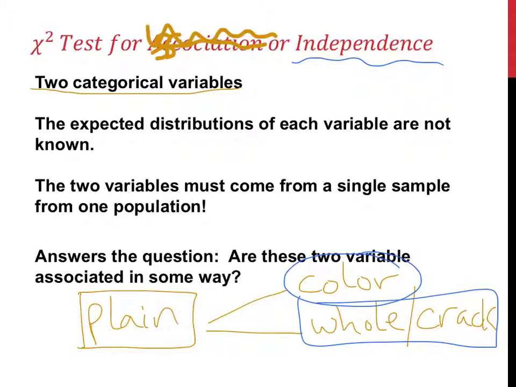Because we're asking ourselves whether they're independent or not, we have to be sure, and I keep stressing this because it's the most important part in keeping this test differentiated from homogeneity, they must come from a single sample, one population.